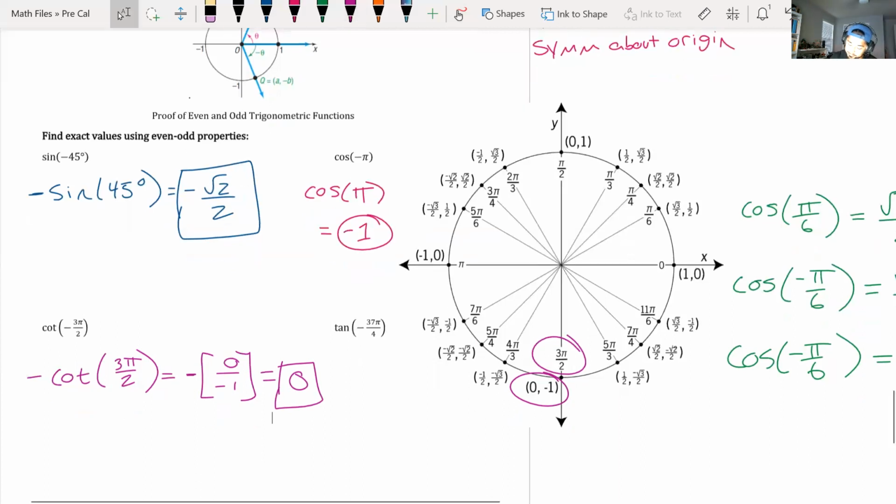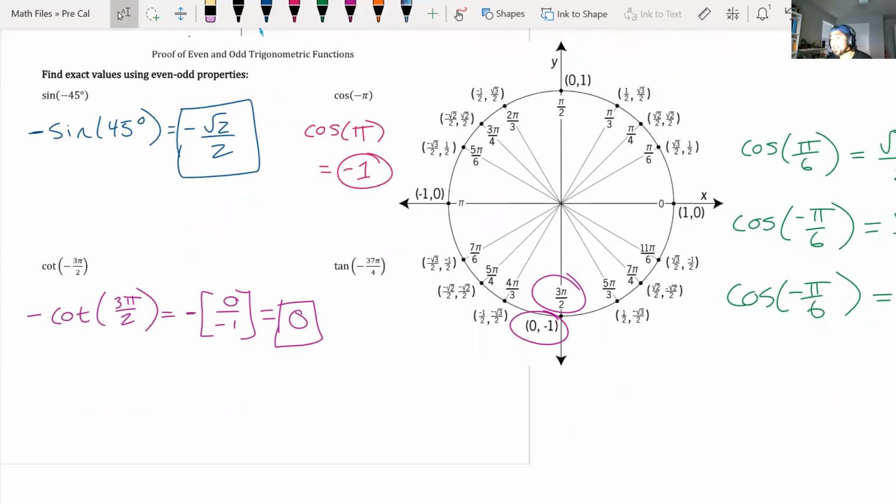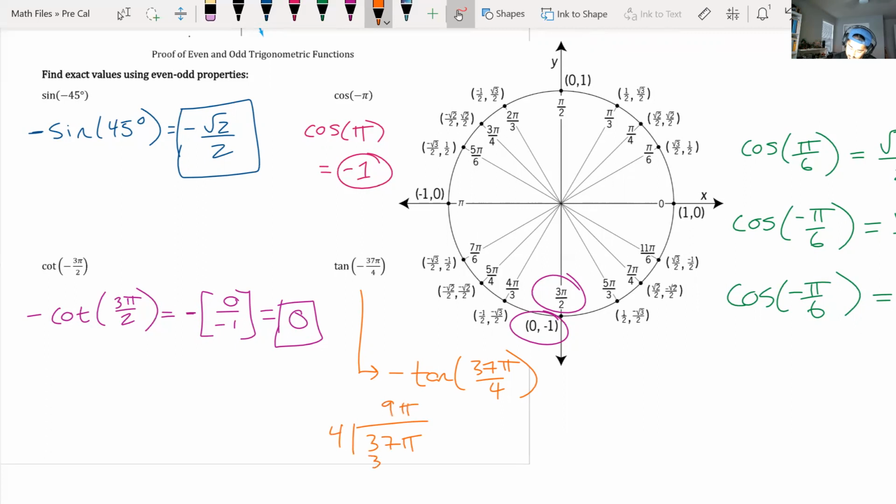Okay. Last one. Tangent of negative 37 pi over 4. Is tangent even or odd? Odd. So we can rewrite it as negative tangent of 37 pi over 4. Oh my goodness. Is that over a revolution? Yeah. So we could do our little trick here. 4 into 37 pi goes how many times? 9. And you're going to have a pi over 4 left over. So 9 pi plus pi over 4. So this becomes the negative tangent of pi over 4.